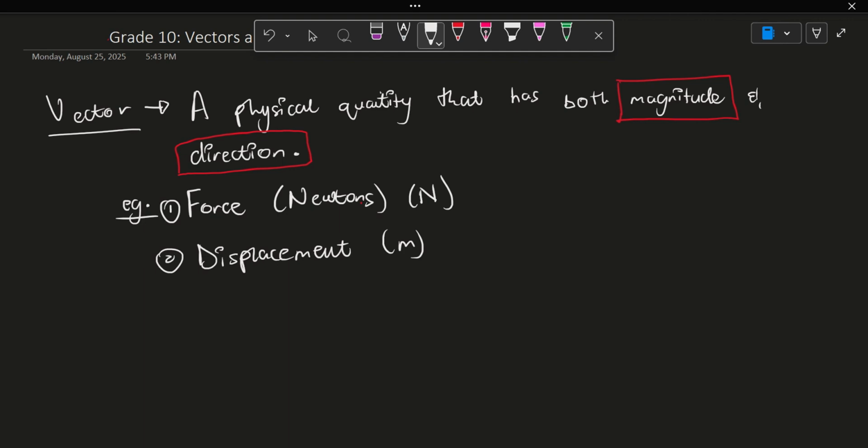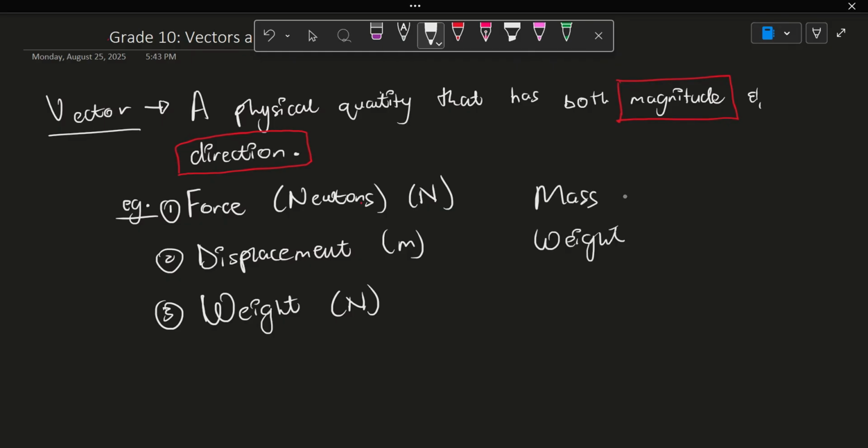So looking at displacement, which is measured in meters, we look at another one which we call weight. And weight is measured in newtons, right? Now, another very common misconception is between mass and weight. These two things are not the same. Why?